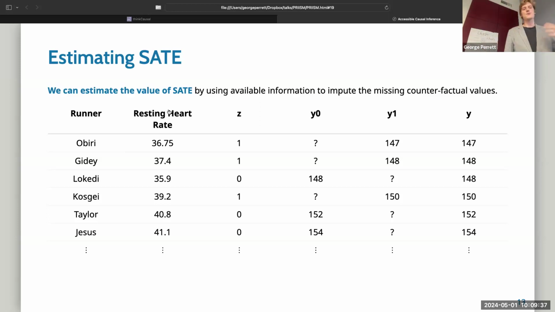So here I have times for each runner. We may have a pre-treatment covariate like resting heart rate, which is very predictive of running time. We have the treatment variable, z, and I'm going to be using z to represent if a runner wore the hyper shoes. That's going to be z equals 1, and z equals 0 is going to reflect that a runner did not wear the hyper shoes.